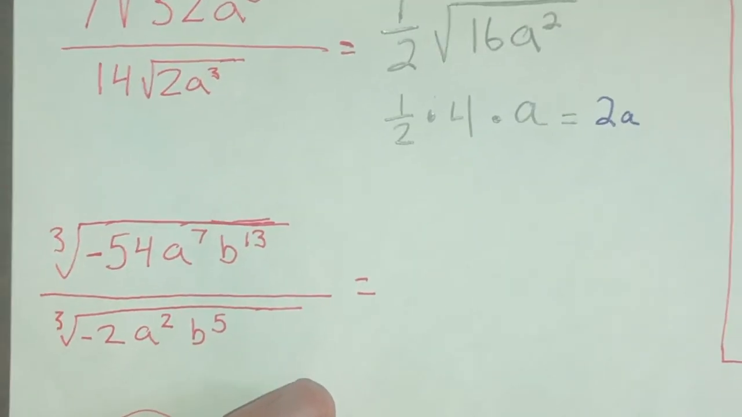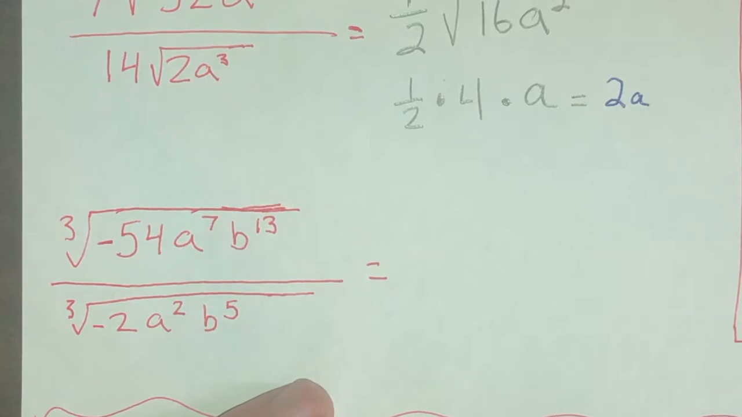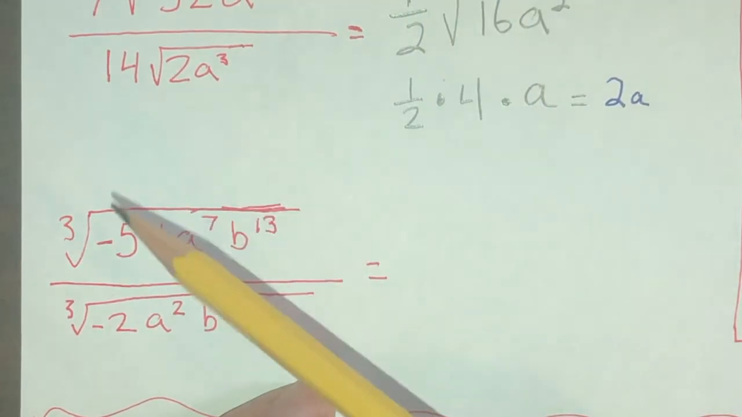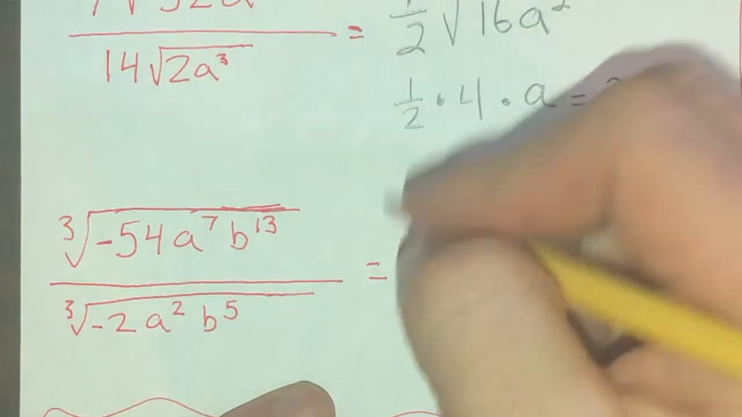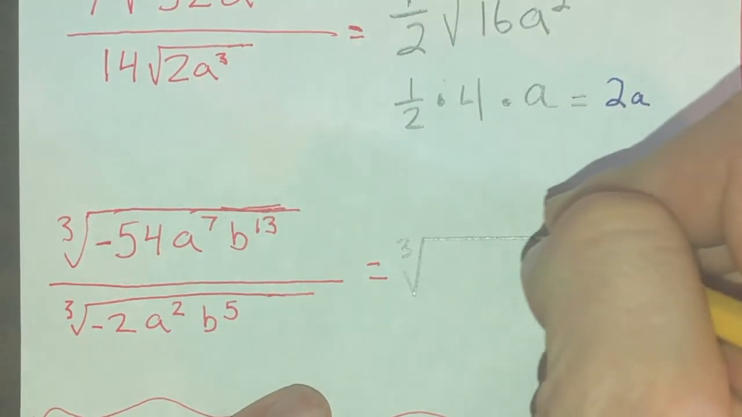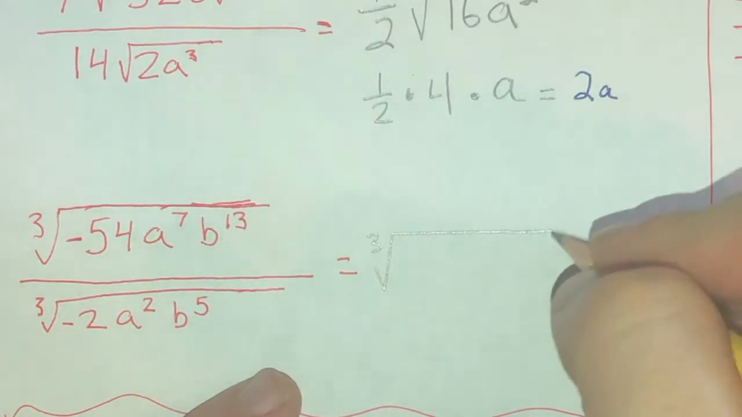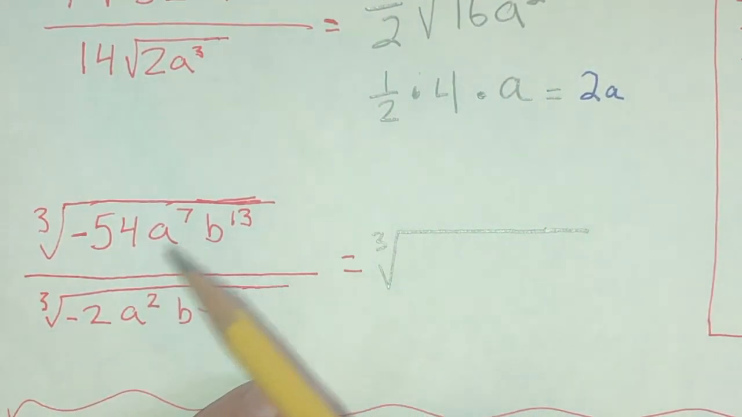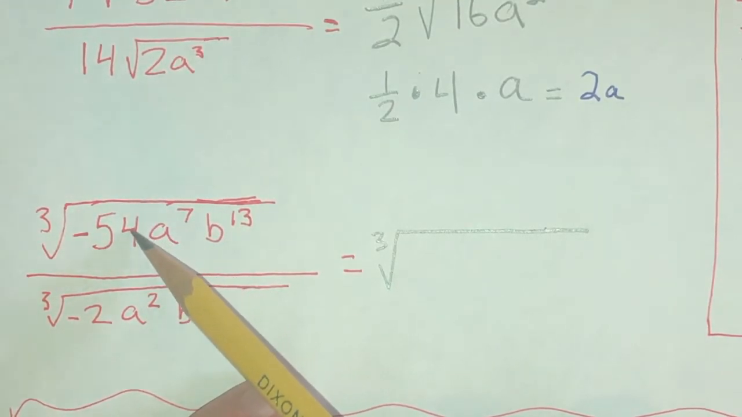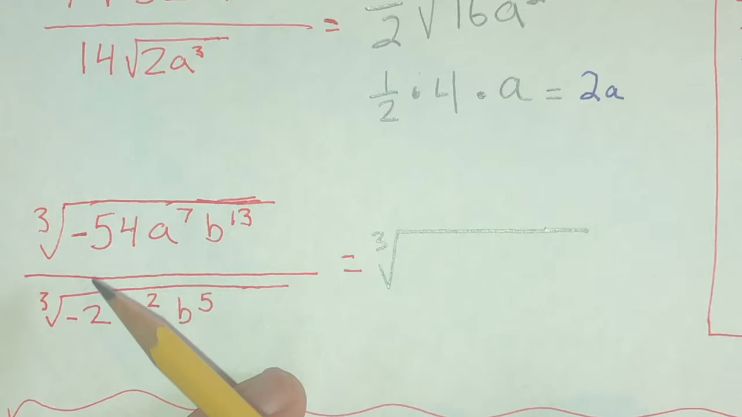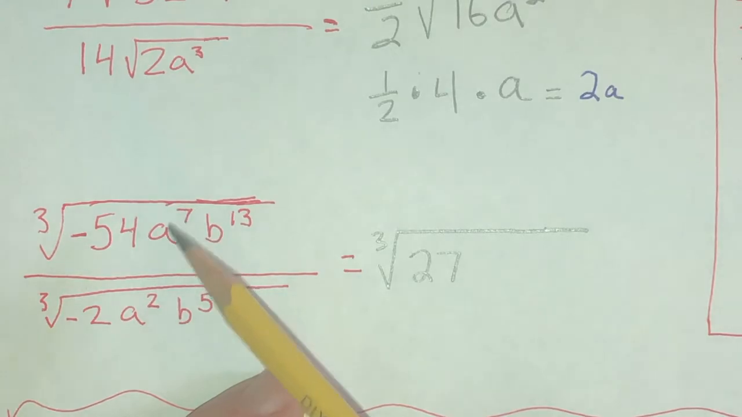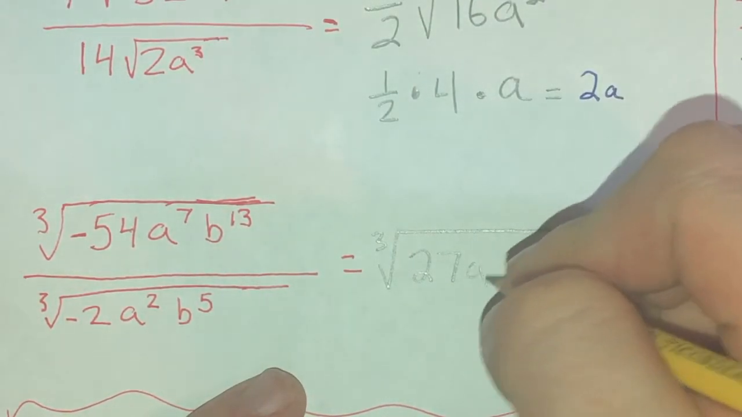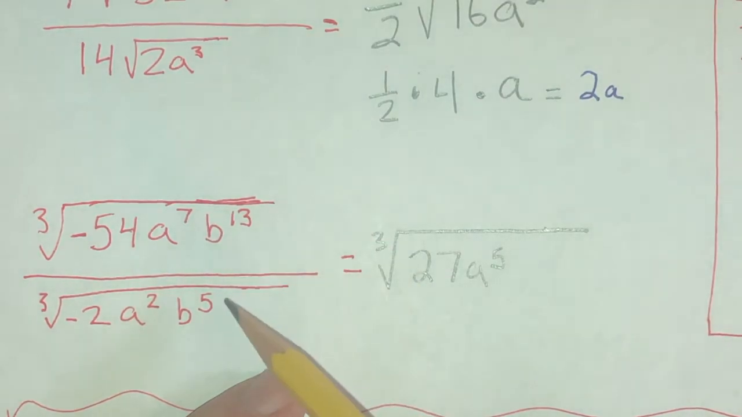Now I'm going to show you what it looks like when we're working with what we have here, which is a cube root. The cube root is the same idea. The first step is going to be to do some division. Again, notice the indices are the same. Because of what we call the quotient rule with regard to radicals, I'm now going to do the division. So I've got negative 54 divided by negative 2, a to the 7th divided by a squared, and b to the 13th divided by b to the 5th.